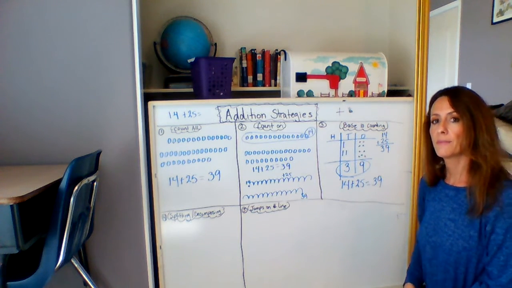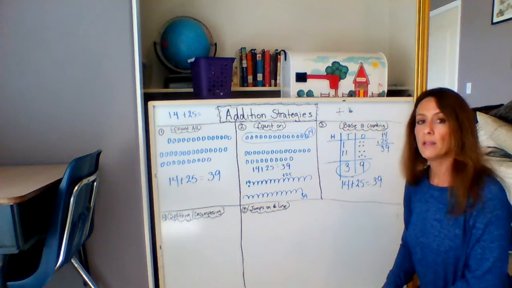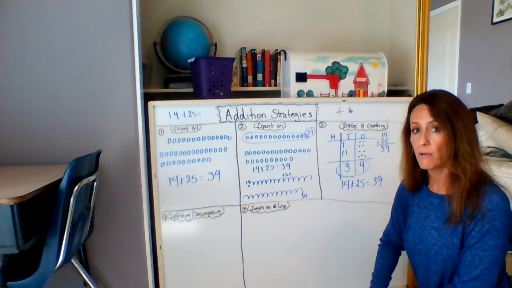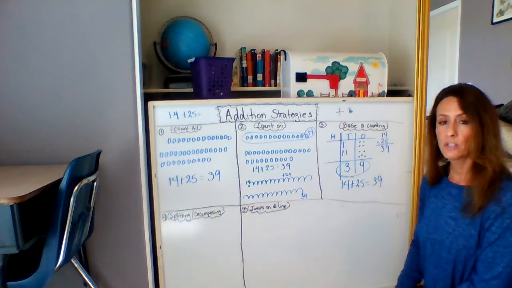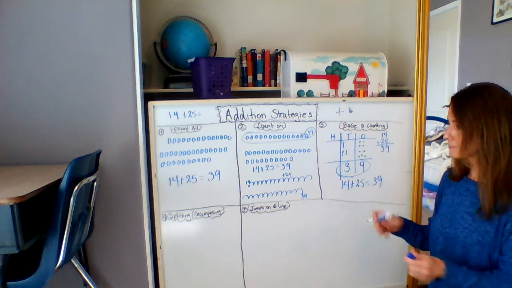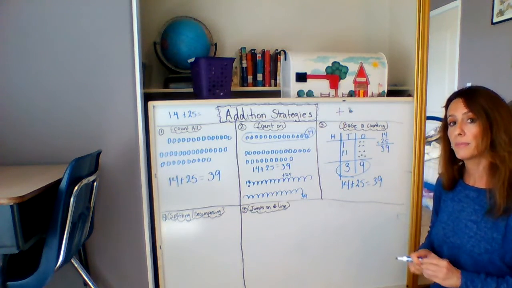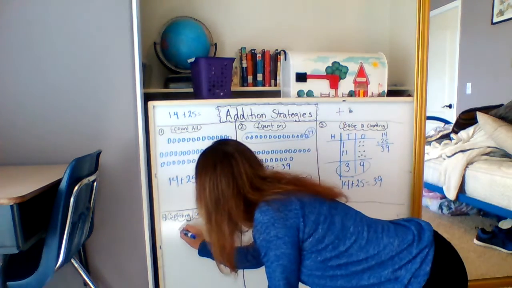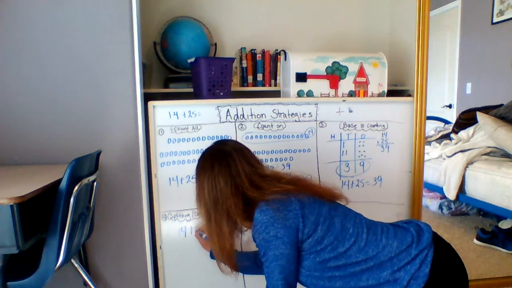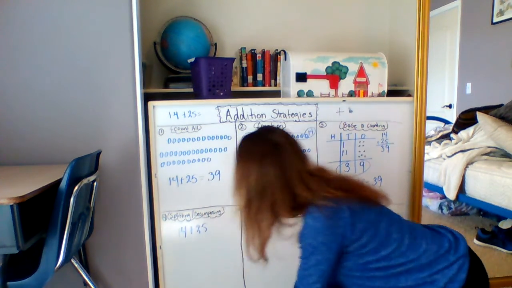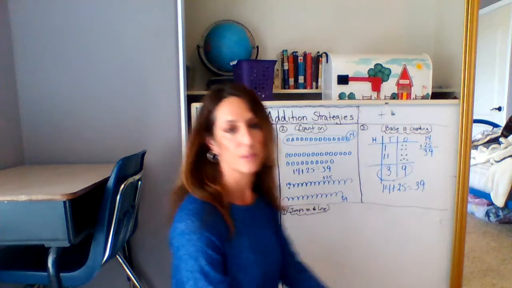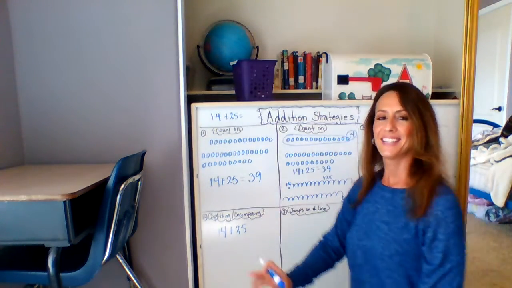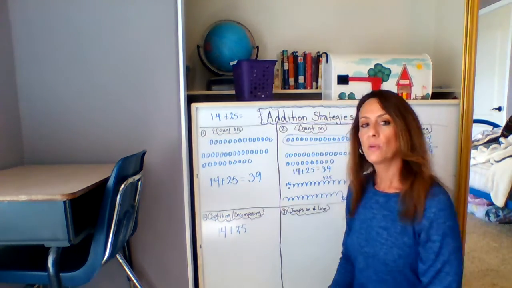Okay, so now another strategy that we like to use in class that you all like to use is the splitting and decomposing strategy. Okay, so for splitting and decomposing, this is what it would look like for 14 plus 25. 14 plus 25. All right, so 14 plus 25.